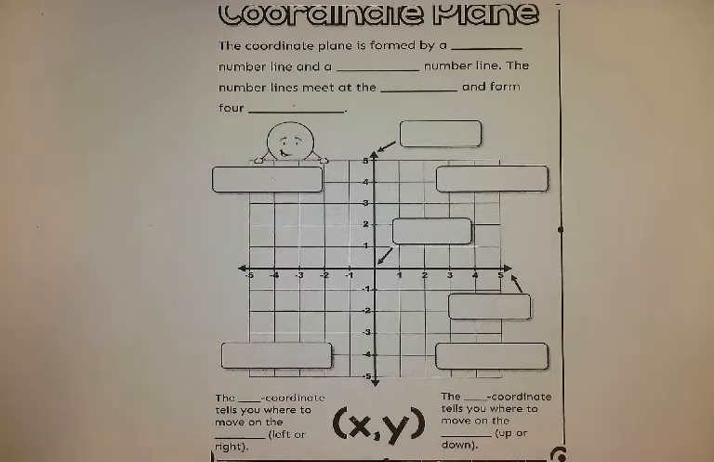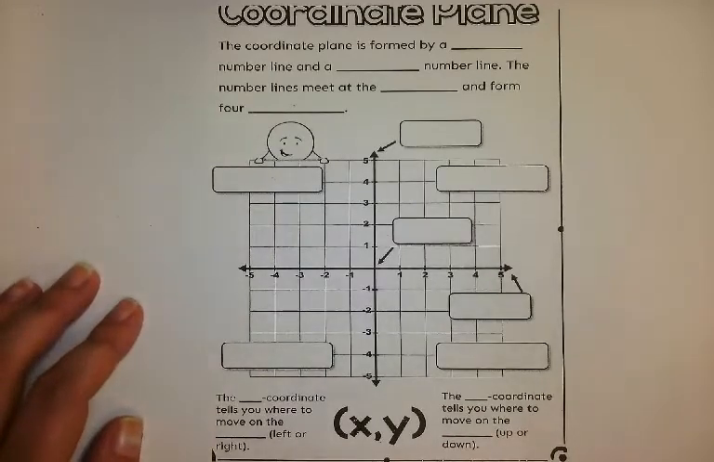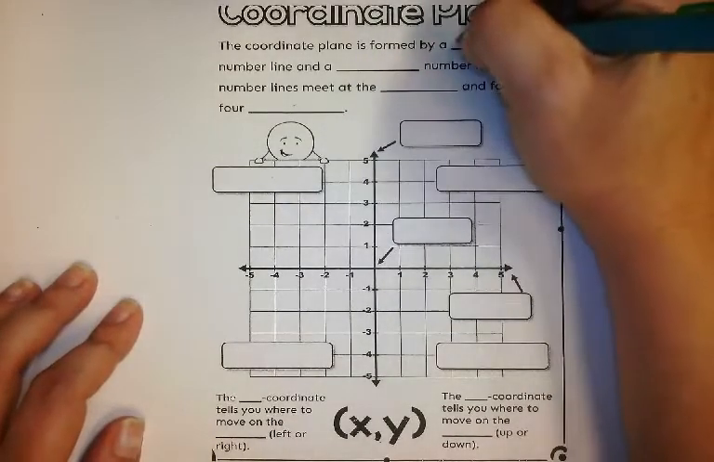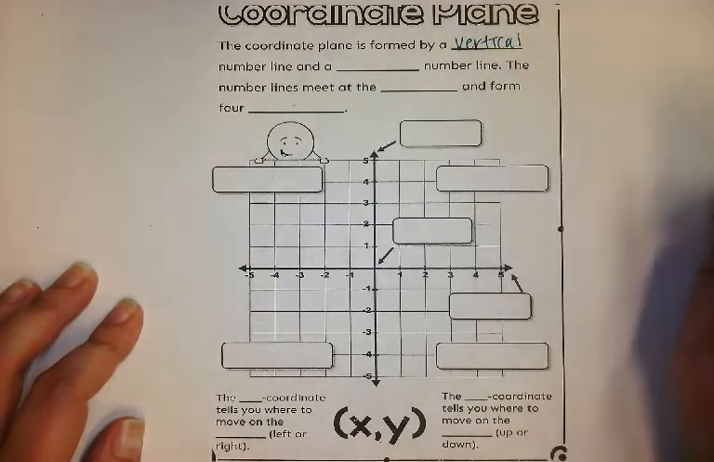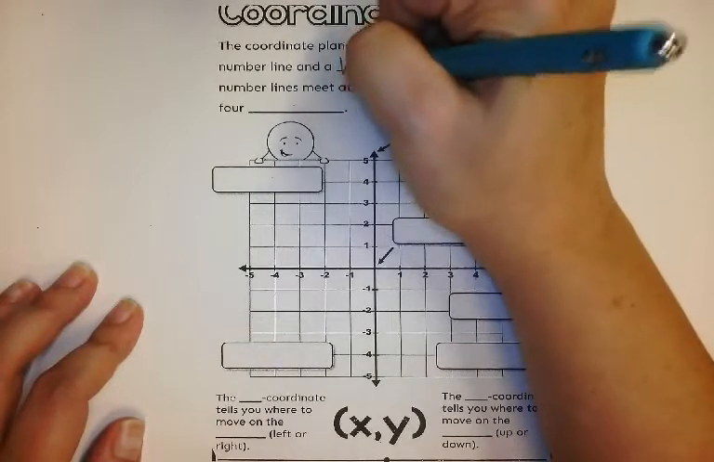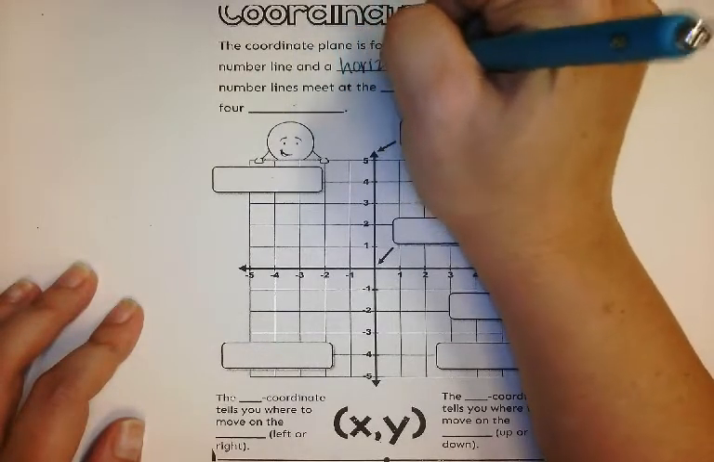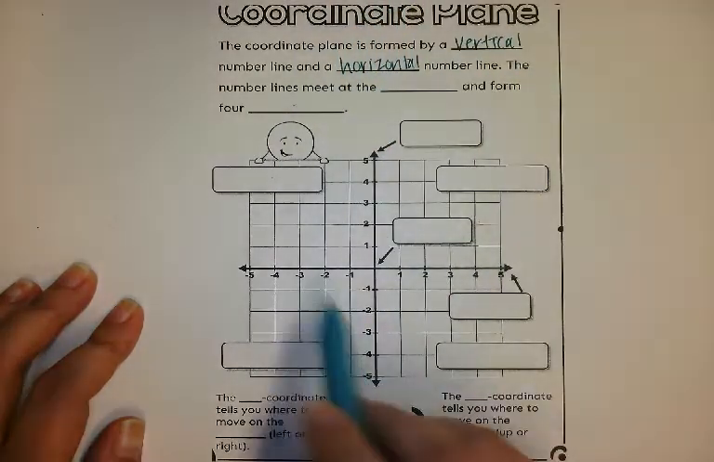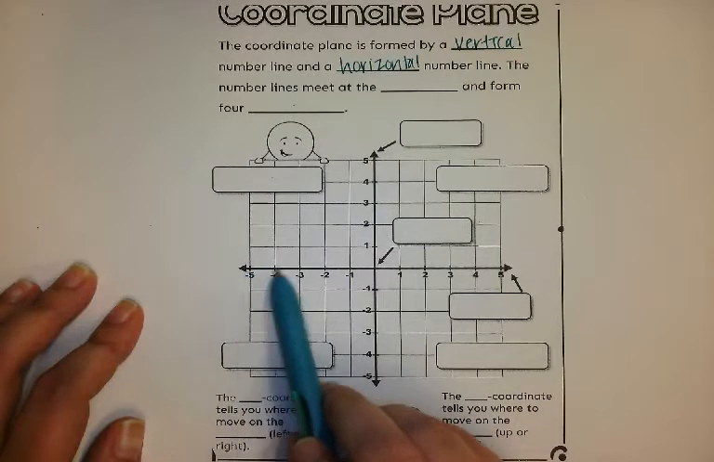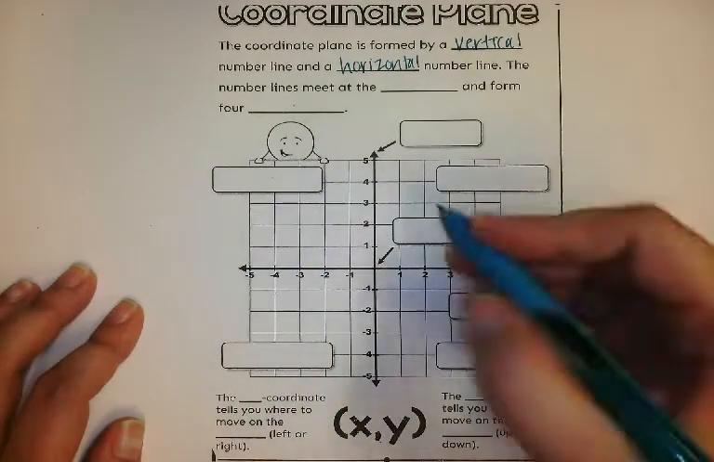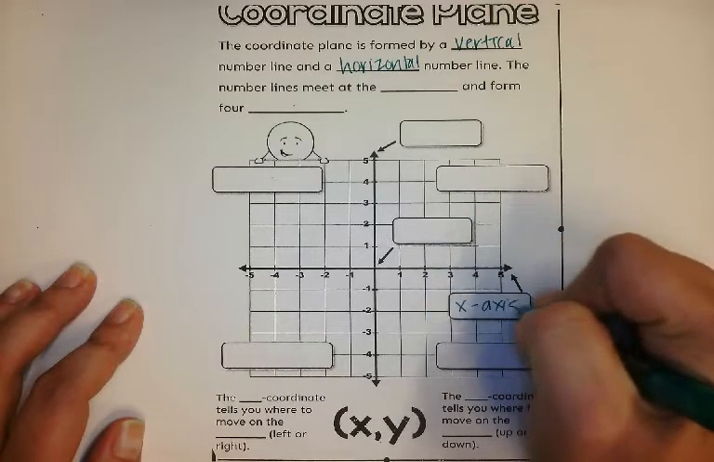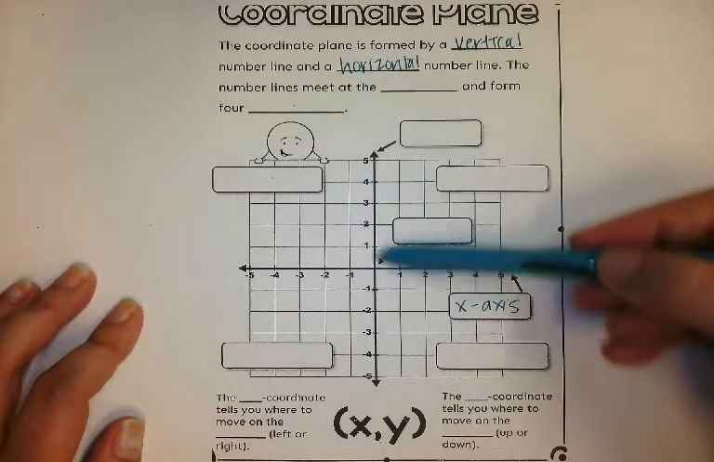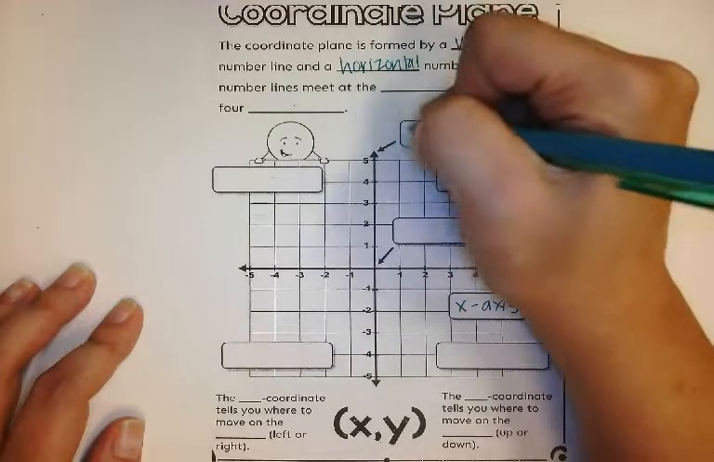Today I'll be hosting your video over the coordinate plane. The coordinate plane is formed by a vertical number line and a horizontal number line. The horizontal number line is called our x-axis, and our vertical number line is called our y-axis.